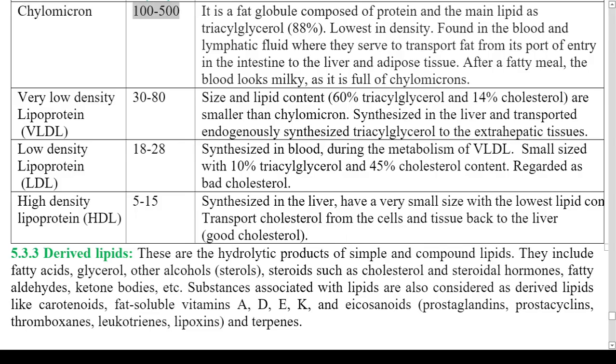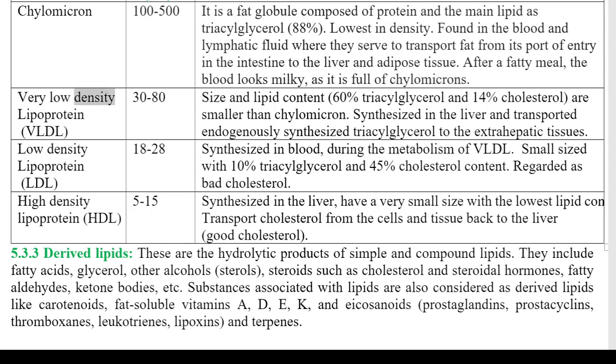Chylomicron, 100 to 500 nm. It is a fat globule composed of protein, and the main lipid is triacylglycerol, 88%. Lowest in density. Found in the blood and lymphatic fluid, where they serve to transport fat from its port of entry in the intestine to the liver and adipose tissue. After a fatty meal, the blood looks milky, as it is full of chylomicrons.